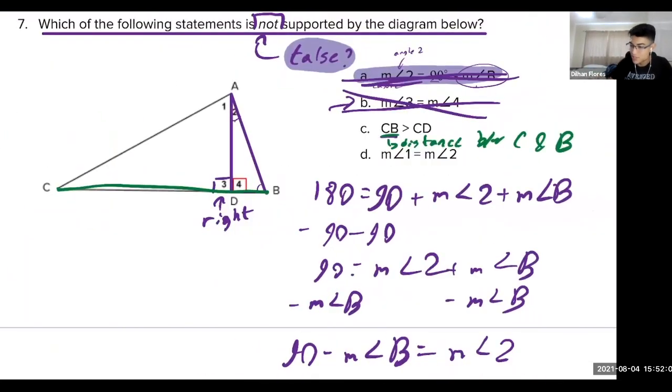So is CB, this line, greater than CD, which is this line?